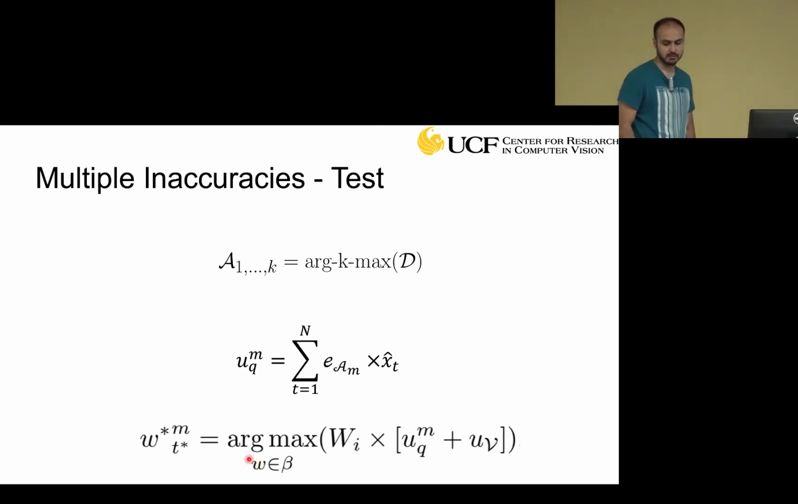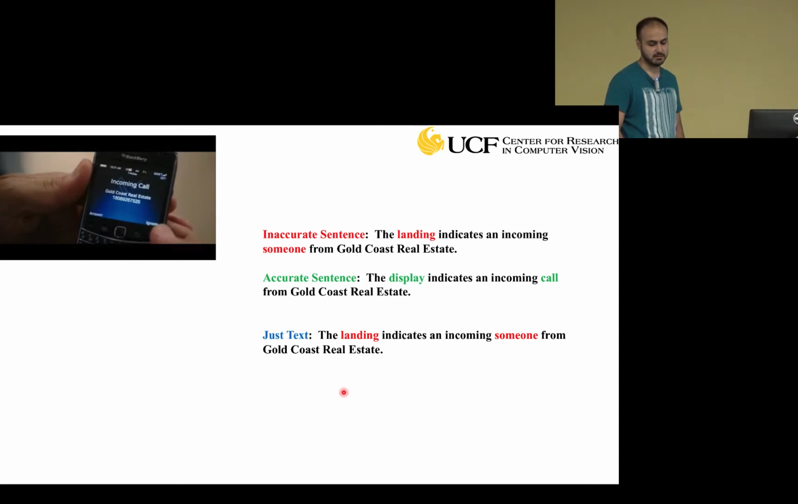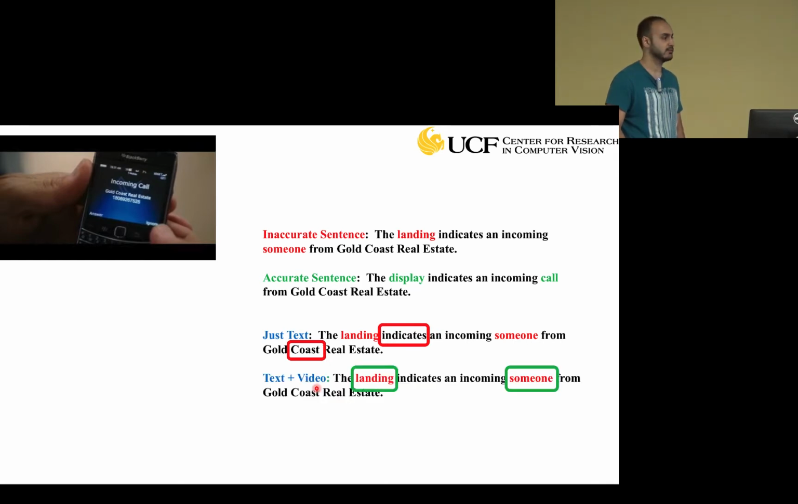So let's look at this example again. Inaccurate sentence, accurate sentence. If you use just text, this model was completely wrong to detect an inaccurate word. But when we use the text and video, it could correctly detect the inaccurate words.